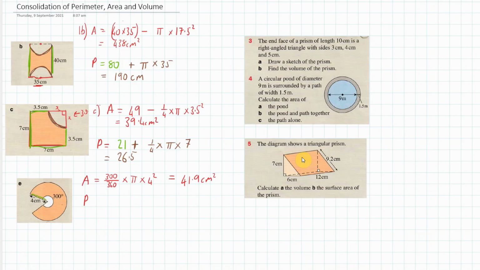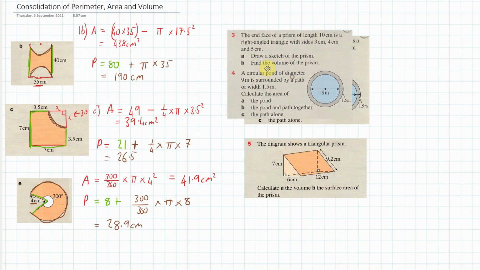Now for the perimeter, it's made up of a couple of bits. You see we've got this bit here which is 4 and this bit here which is 4, so it's going to be equal to 8. Then you can also see, I hope, that we've got this bit here which is circumference of a circle. So it's going to be 300 over 360 times pi times d, and d in this case is 8 since r is 4. Now, when we chuck that into the calculator, what do we get? 8 times pi times... Hopefully I haven't made a silly error here, but I'm getting 28.9 centimeters.